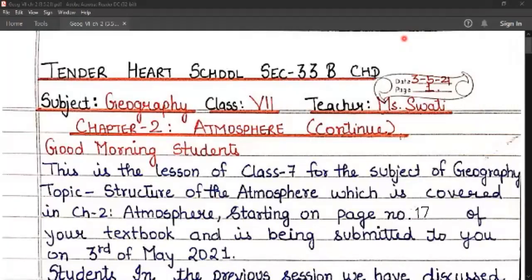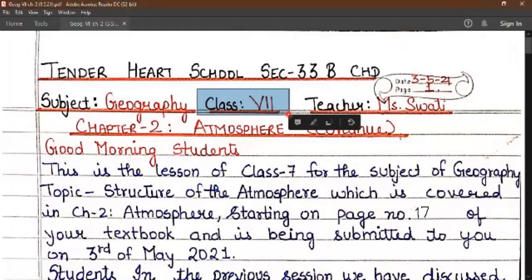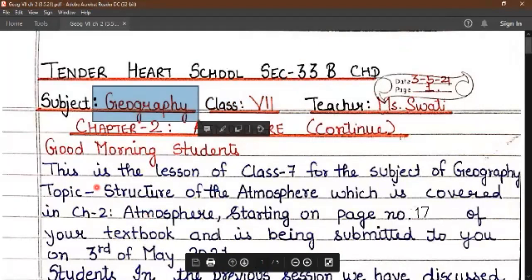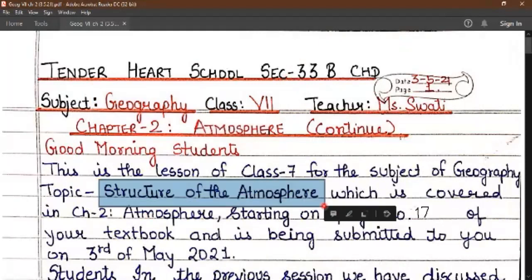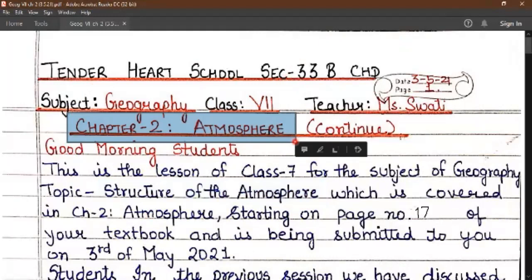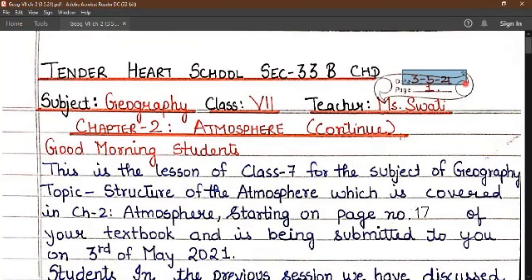Good morning, students. This is the lesson of class 7 for the subject of geography, topic: structure of the atmosphere, which is covered in chapter 2, atmosphere, starting on page number 17 of your textbook and is being submitted to you on 3rd of May 2021.